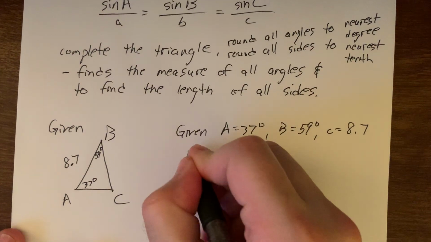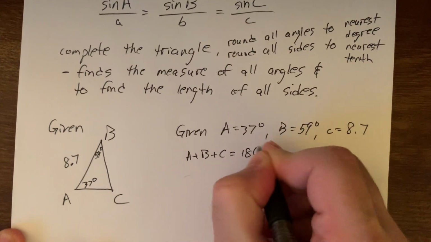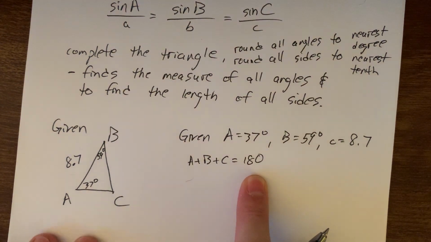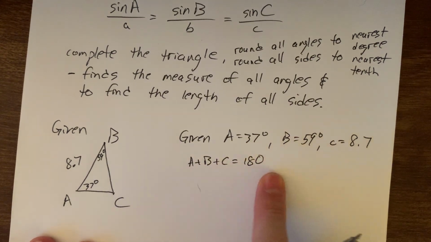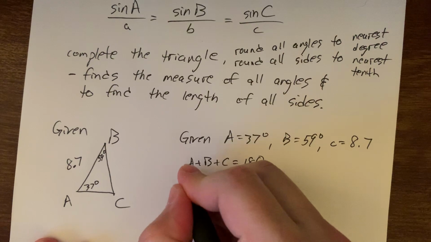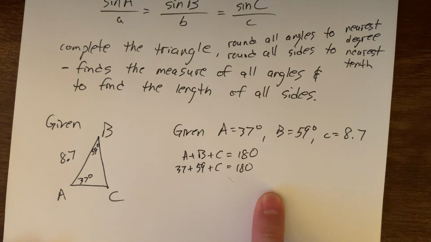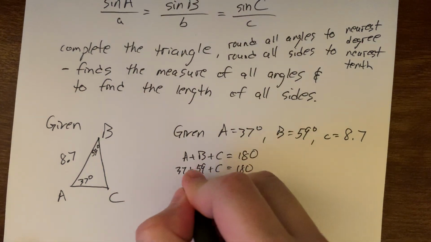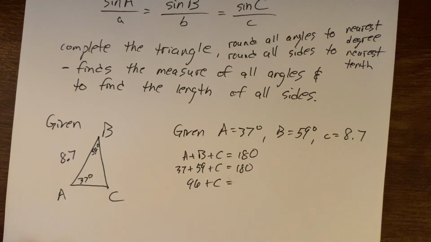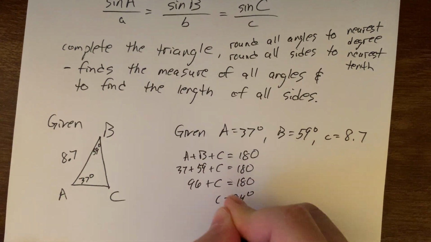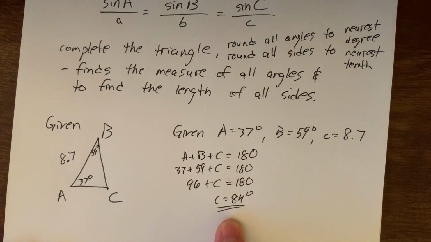I'm just using the triangle fact that A plus B plus C, the sum of the angles in any triangle, not just a right triangle, but any triangle, always has to add to 180. Some people can just do a little rational thinking. Others literally solve this equation. You know A is 37, you know B is 59, and now you can solve for angle C. So I do a little arithmetic here. 37 plus 59 gives me 96. And when I subtract that from 180, I get C is 84 degrees.